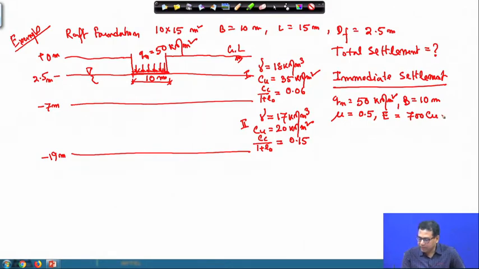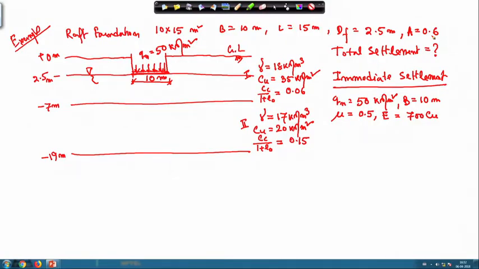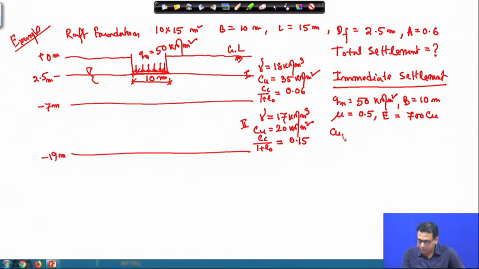And another thing is also mentioned, the A value, the pore water parameter, is 0.6, because this pore water parameter A will be required for the correction of pore water pressure. Now, Cu1 of the first layer is 35 kilonewton per meter square, Cu2 is 20 kilonewton per meter square. Okay. So, it is a layered soil, and for the settlement calculation the influence zone that I will take is twice the width of the footing.